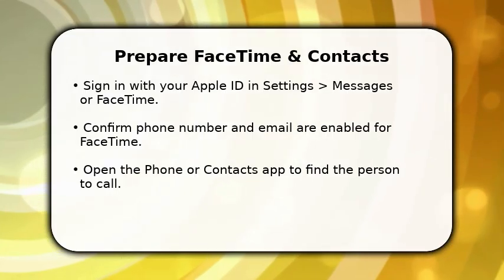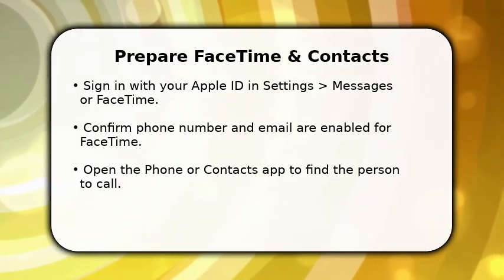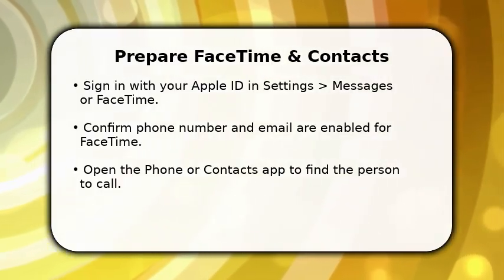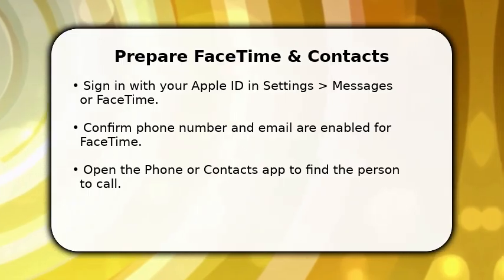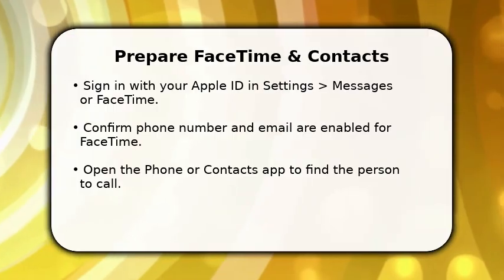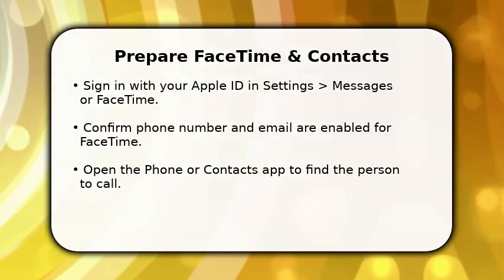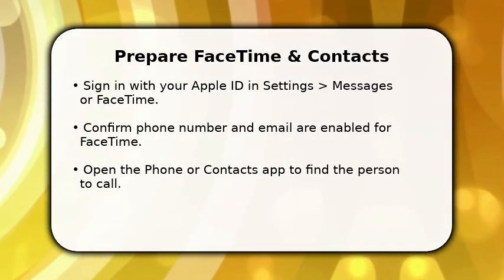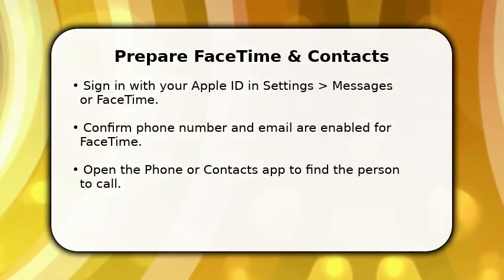You'll start by confirming FaceTime is active and your contact info is ready. Open Settings and make sure FaceTime is on and your Apple ID is signed in. This lets you receive calls on multiple addresses. Once done, open Contacts or the phone app to locate the person you want to reach.